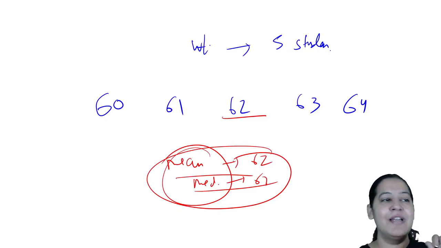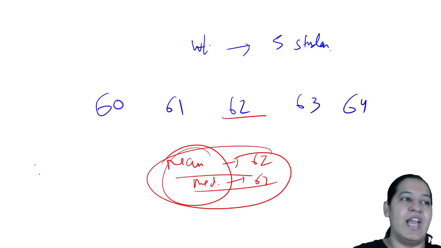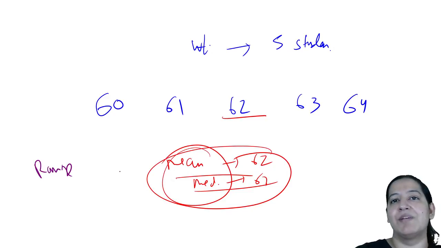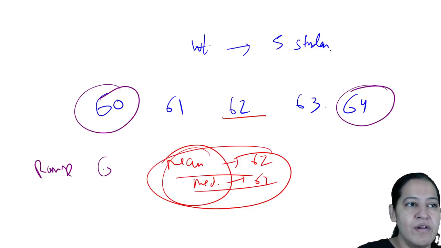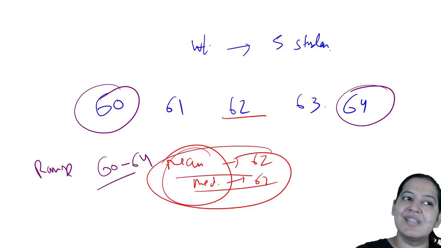Variability kaise bataun? Variability batane ka first way is range. Range is minimum to maximum. What is minimum? It is 60. What is maximum? It is 64. So you will write it as 60 to 64. So this is the range. Range is minimum to maximum.